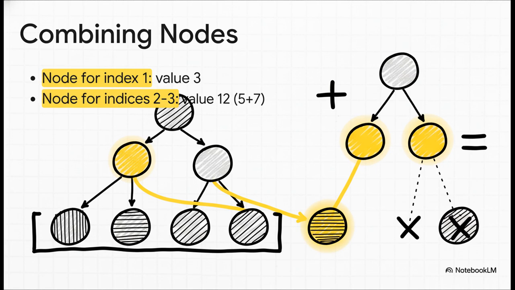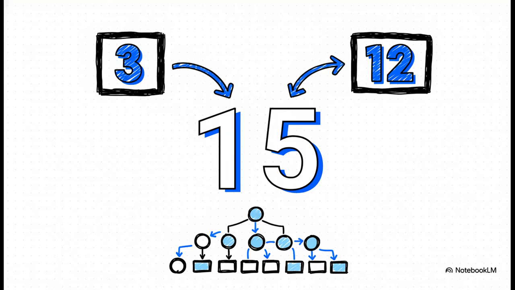And here is where the magic happens. See, the tree is smart. It doesn't bother going all the way down to the leaves for 5 and 7. Why? Because it sees it already has a pre-calculated node that represents the sum for indices 2 and 3, which is 12. So it just grabs that pre-computed node along with the individual node for index 1. And by combining just those two values, 3 and 12, it gets the final answer, 15. Did you catch that? We answered the query by touching only 2 nodes instead of 3 separate array elements. That is the efficiency gain right there.